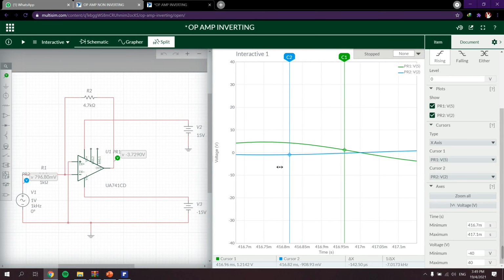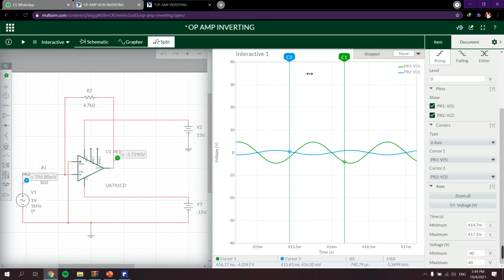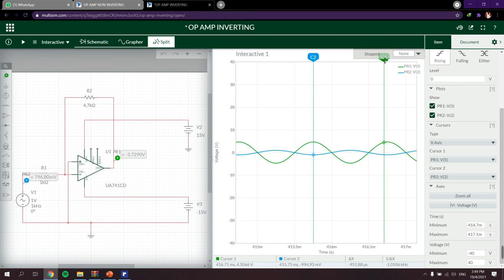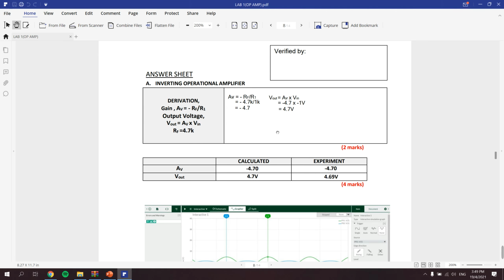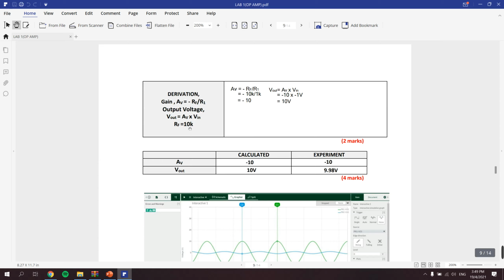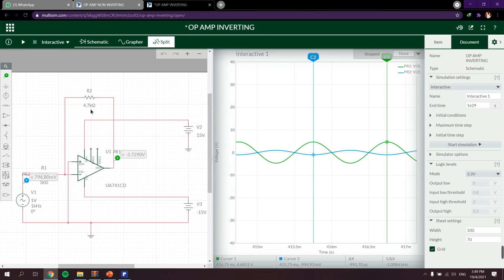After simulating, we can see that we have gotten the waveform. The blue one is for V in and green is for V out. We get around 4.68, which is around 4.7, and negative 994 millivolt, which is negative 1. Next, we'll be changing the RF to 10k. For the gain calculation, we should get around negative 10, and V out should get around 10 volts for inverting. So we change here.